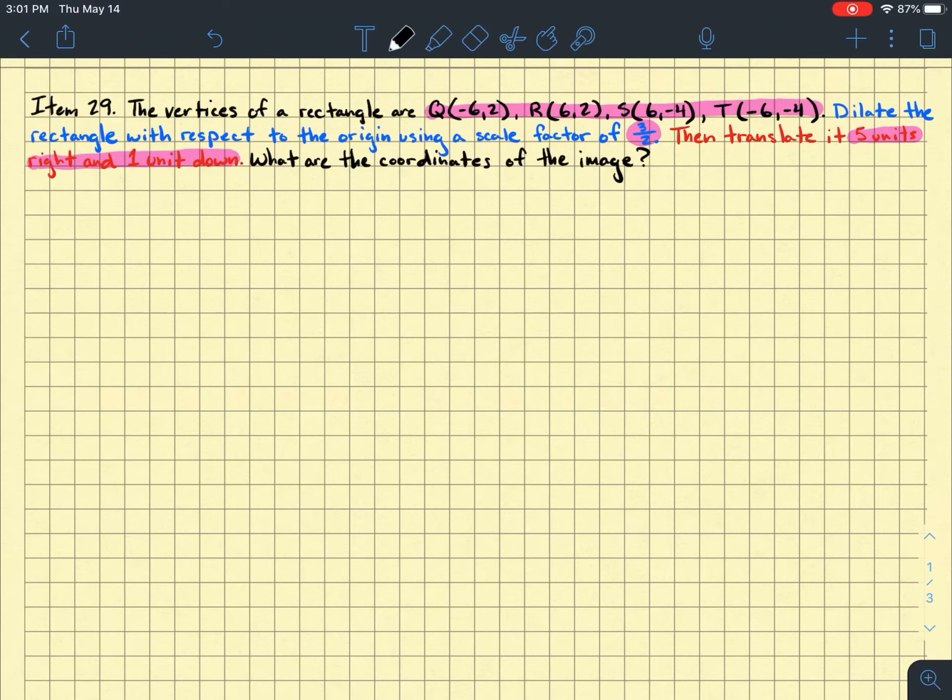So let's go ahead and I'm going to first write out, we're going to do this algebraically. We're not going to do it on a coordinate plane. I'm going to show you how to do it algebraically. So first we're going to write down each coordinate. So we have Q is located at -6 and 2. We have R is located at 6 and 2.